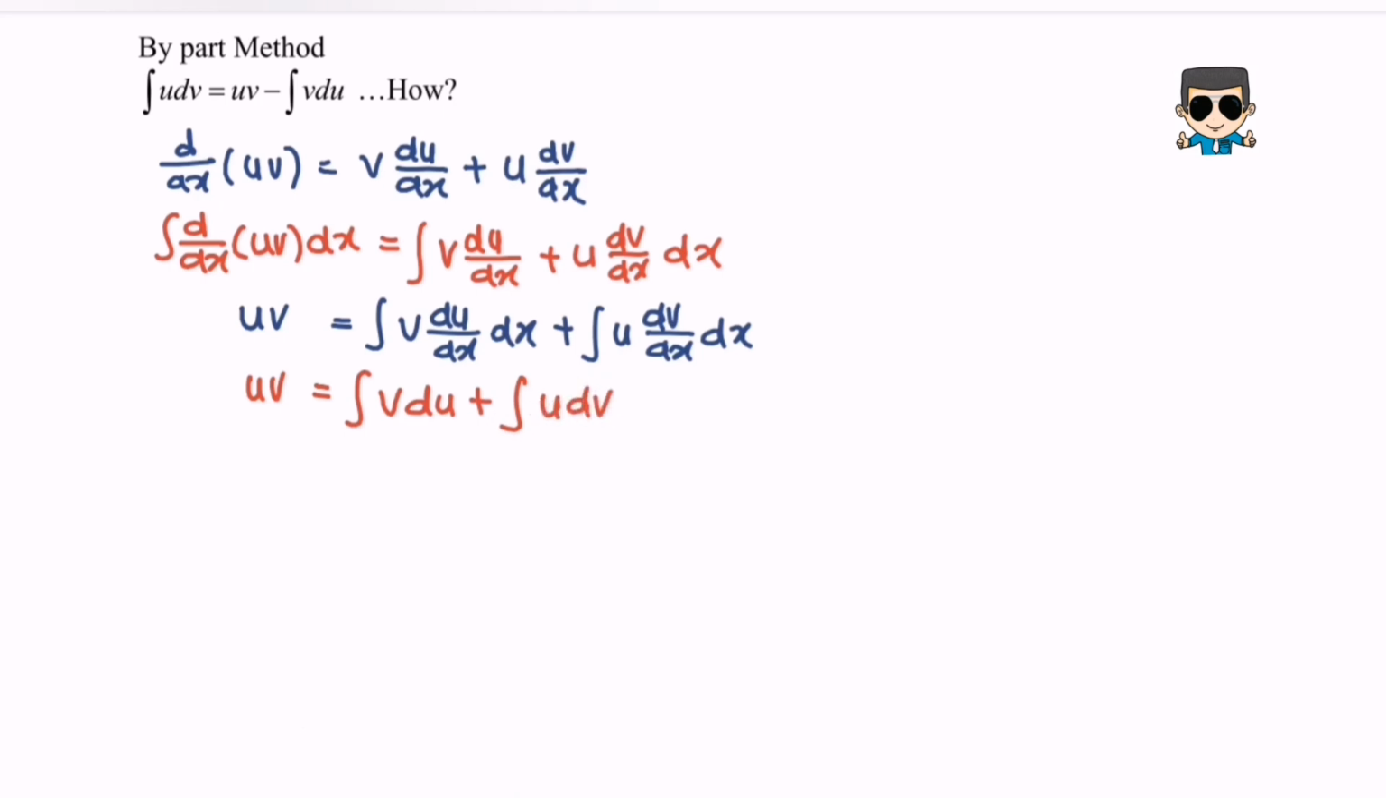Kindly rearrange the situation and make sure this become the subject. So we will have integrate u dv equals to uv minus integrate v du. So this is how we obtain the by-part method.